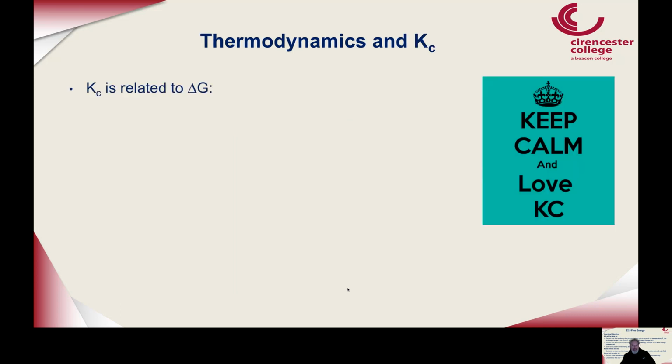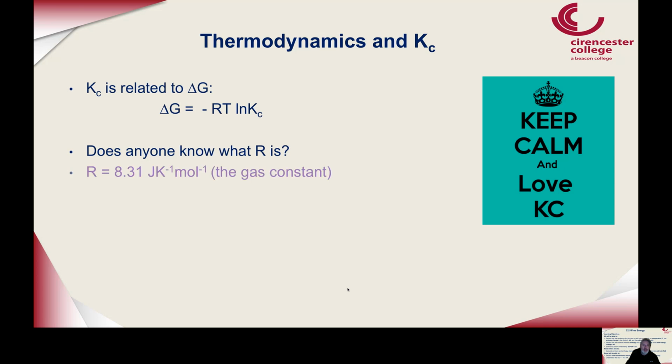So, thermodynamics and Kc. We're nearly at the end now. Kc is related to delta G by this relationship. In that relationship, we know what R is. I hope you know what R is. You can stop and think. R is the ideal gas constant, and it's 8.31 or 8.314. It's on the data sheet.